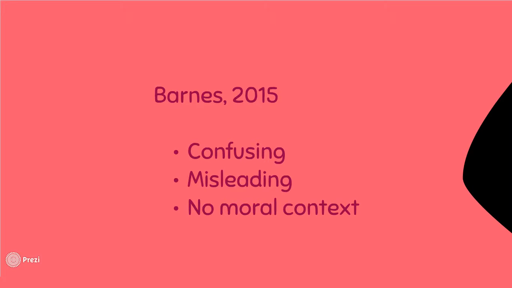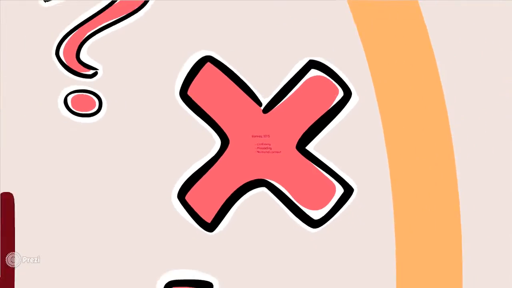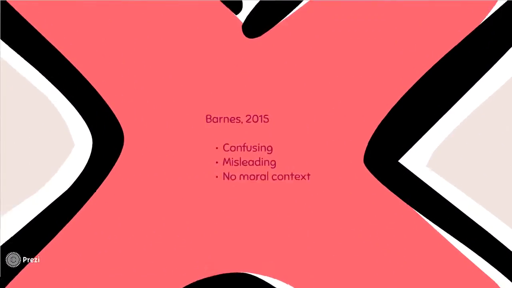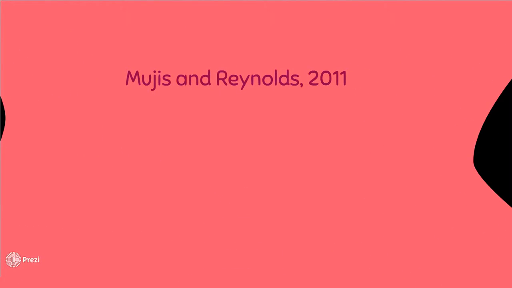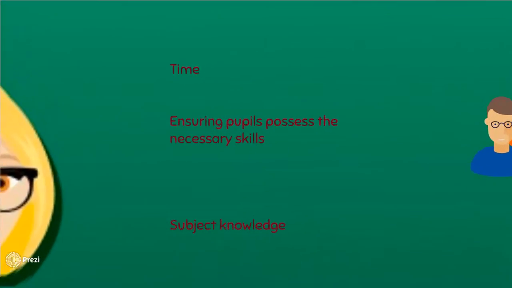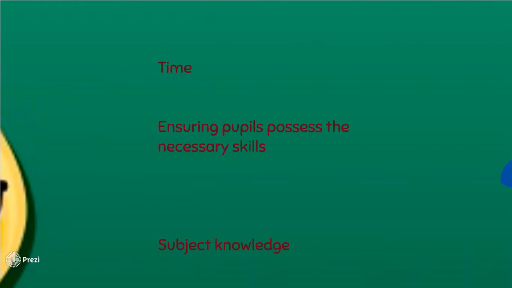It can be ineffective when in poor practice, and according to Barnes 2015, when confusing, misleading, and when a moral context for learning isn't provided, cross-curricular approaches can be poor. This is supported by Muse and Reynolds in 2011, who point out that one of the many challenges for teachers is finding the time to plan and implement cross-curricular teaching alongside making sure pupils possess the necessary skills in order to engage in cross-curricular teaching and have regular opportunities to gain these skills. This can be insufficiently rigorous.